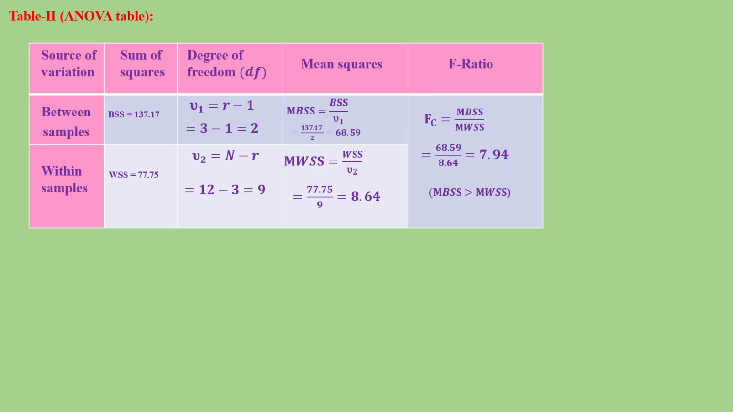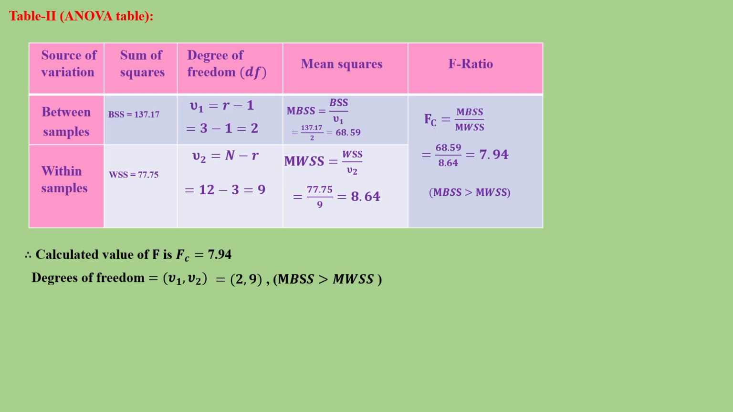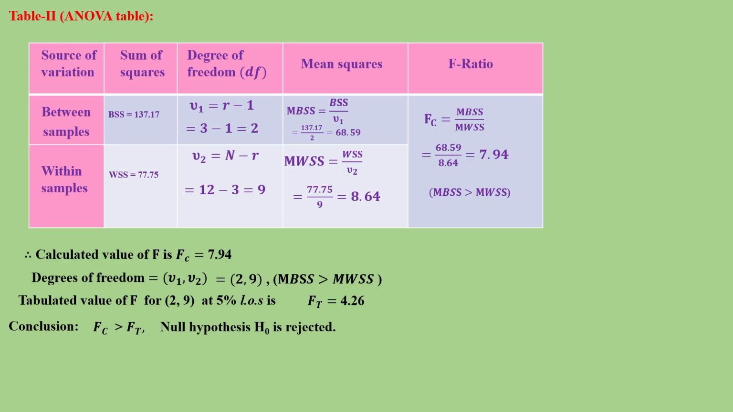Now we are going to compare with the tabulated value. So for the degrees of freedom V1, V2, 2, 9, at 5% level of significance, Ft is equal to 4.26. So the calculated value is greater than the tabulated value. 7.94 is greater than 4.26. Therefore H0 is rejected.